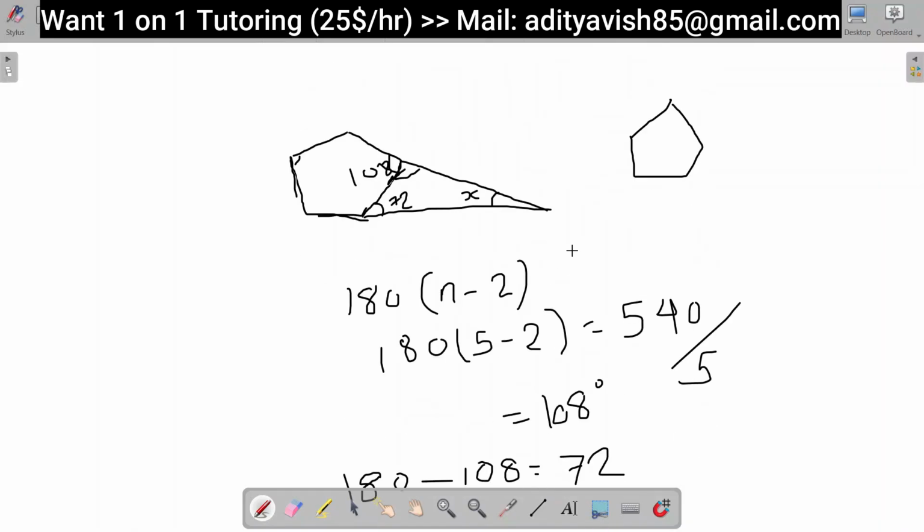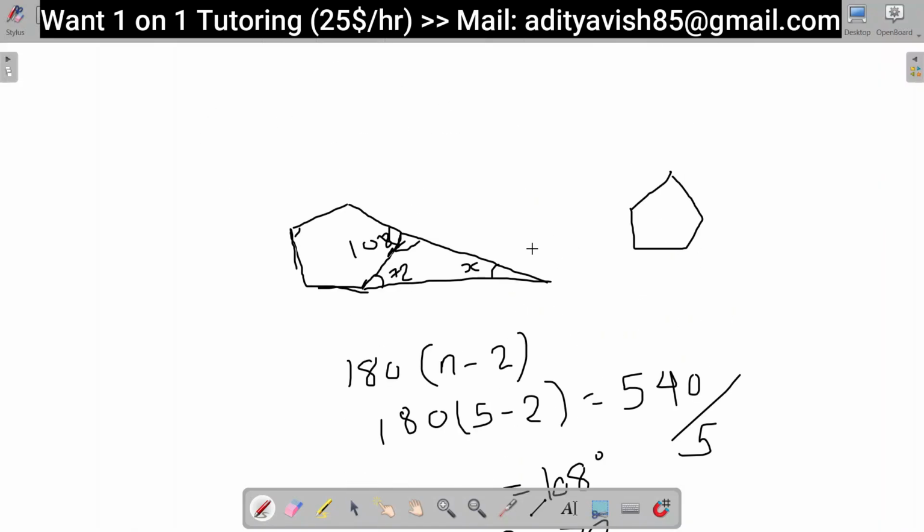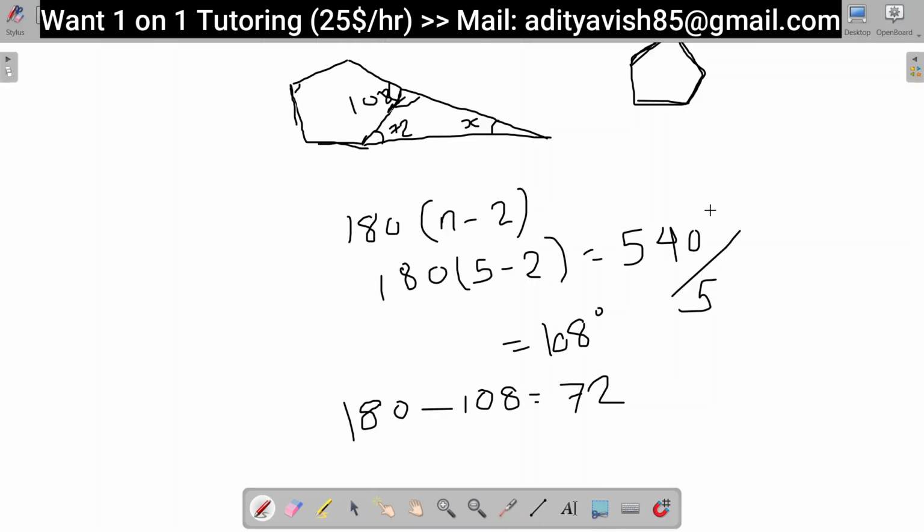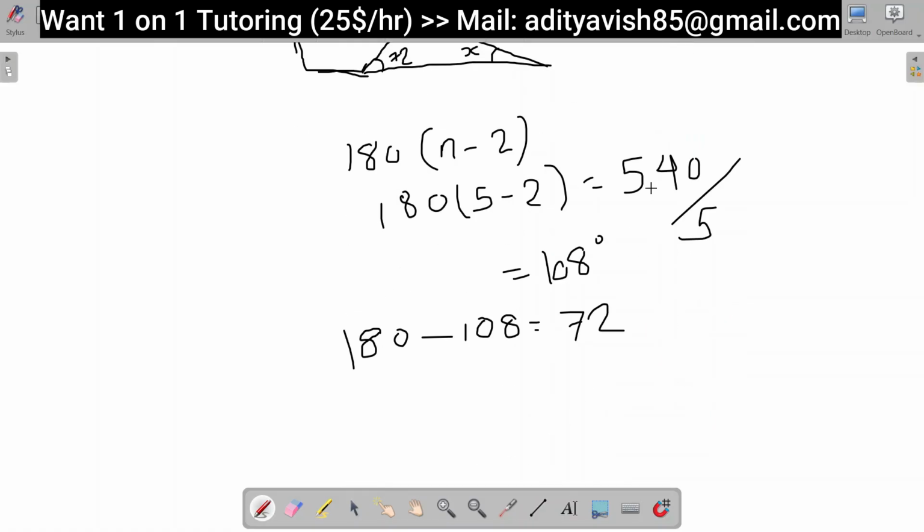So to solve this question, I'll go through some properties. If the polygon is regular, like all of the sides are equal, like an equilateral triangle or a pentagon, then we can find the angle of that polygon just by this formula: 180 multiplied by (n minus 2), where n is the number of sides. So for a pentagon there are 5 sides, so it will be 540.